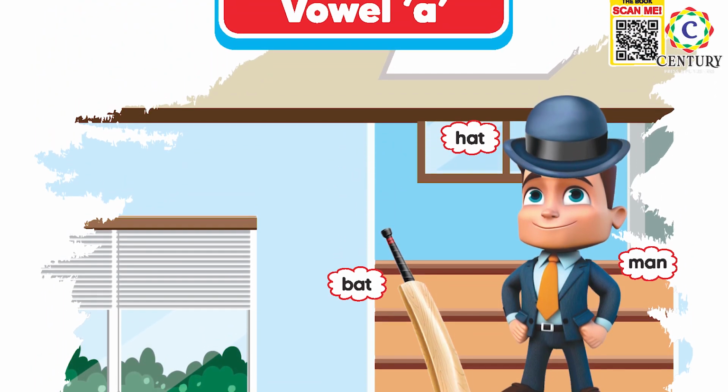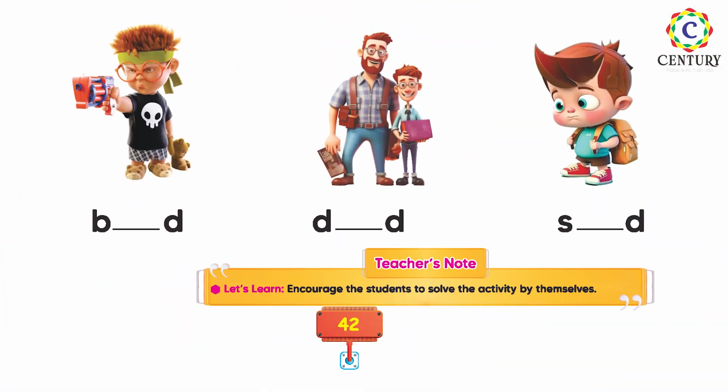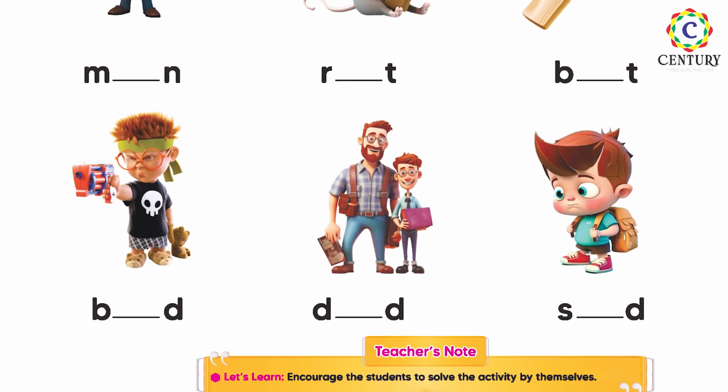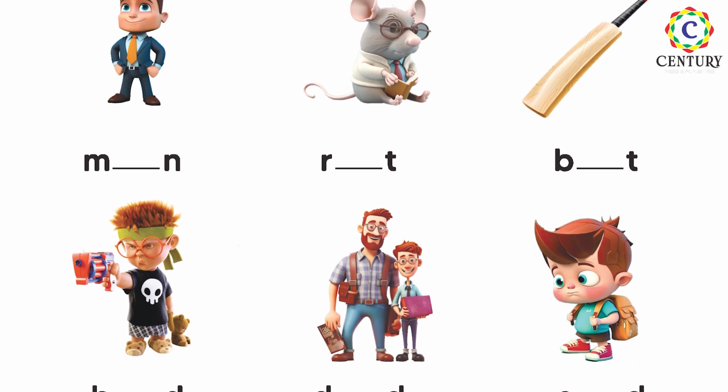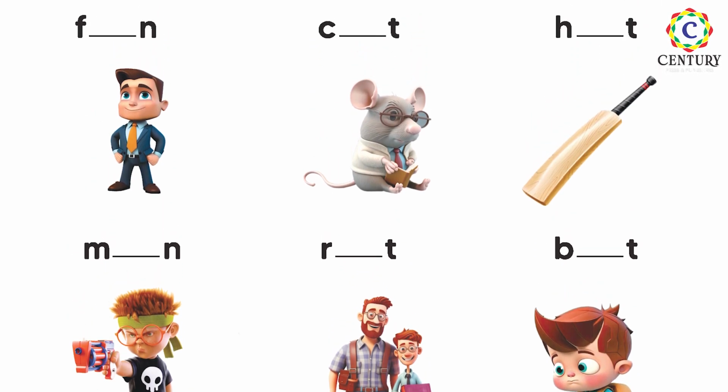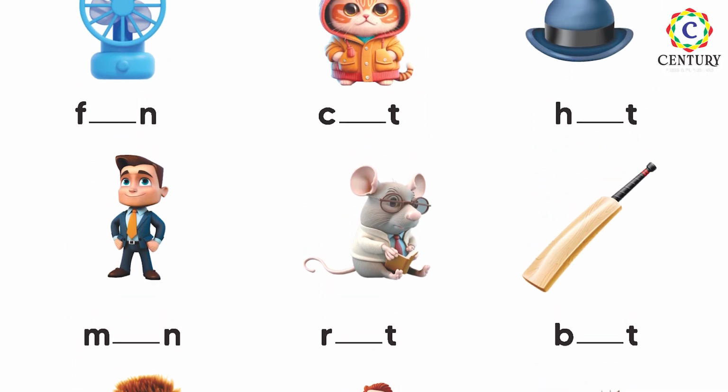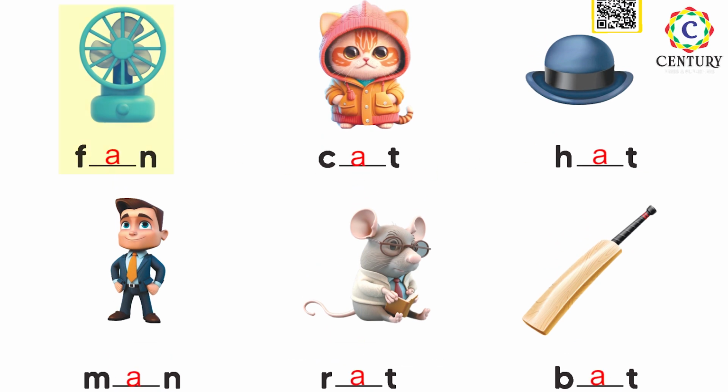Okay, now. In the next activity, you have to write the missing vowel in this. ठीक है बच्चों? आपने देखना है कि इसके अंदर कौन सा vowel हम लिखेंगे. तो fan, it's fan. क्या आएगा इसके अंदर? Yes, it's A. F-A-N, fan.